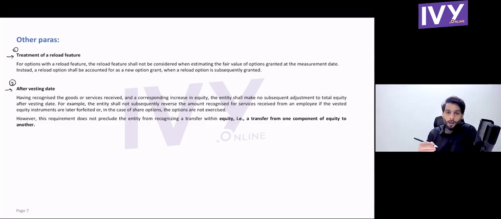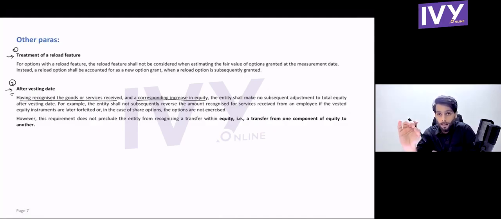So I'll start off with the second area first. It says, having recognized the goods or services received and a corresponding increase in equity. Now these are the original wordings of the accounting standard itself. So it will be of a particular pattern, and you need to respect that. It is of a certain level of difficulty.